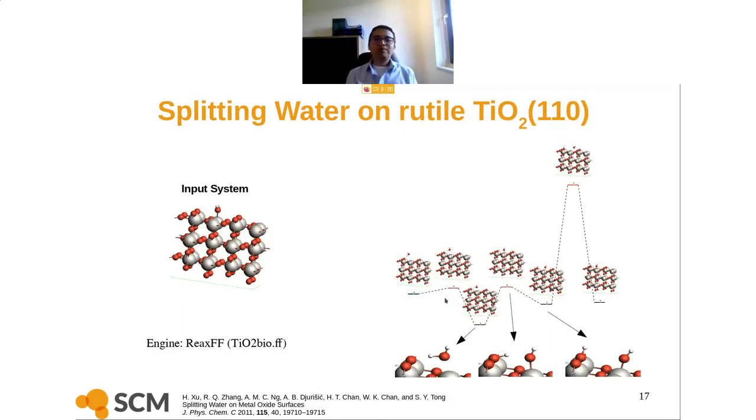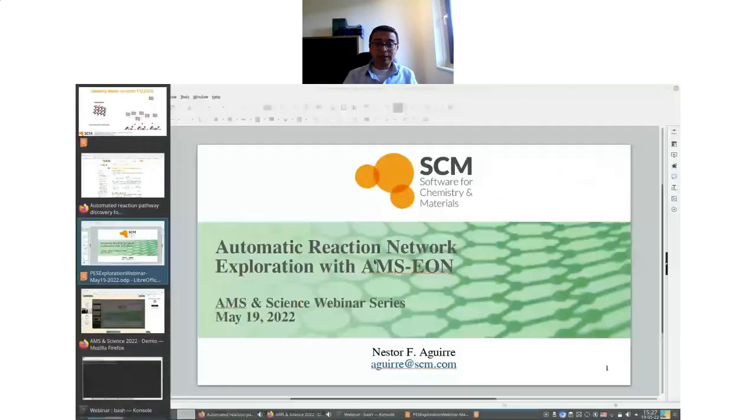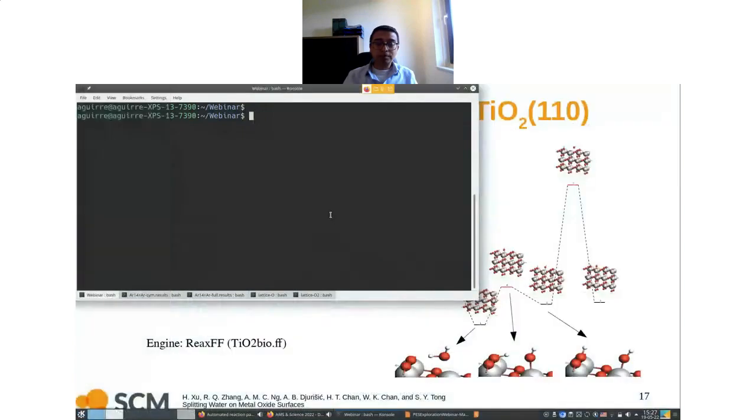Another interesting example is the splitting of water on rutile titanium dioxide 110. I took this example from this paper, and it's the same idea. So you can also use these energy landscape exploration tools for solid-state systems, and I'm going to try to run this example.